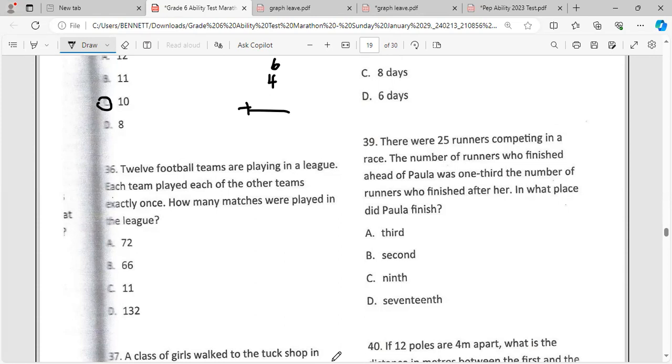I got 132 as well. All right, share with us how you got the 132, because based on how you explained, you got 144. Sir, because 12 teams are playing in a league, and there are 11 other teams. If one team is going to play every other team once, that means it's going to be 11. And 12 times 11 is 132. That's how I got 132. Okay, thanks so much.